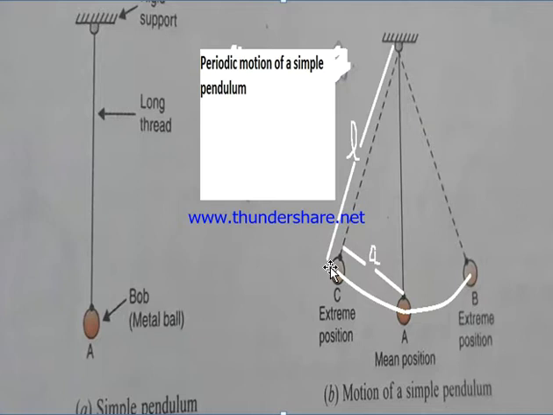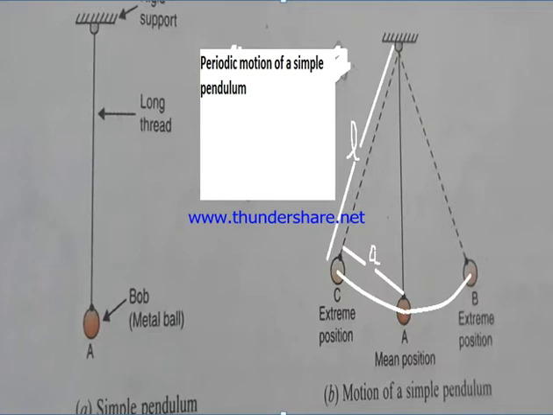When one oscillation completes, the completion depends on the starting position. If I am starting from A, then it goes to B, comes back to C, and then when it comes to A, one oscillation is complete. Okay, so this is about one oscillation.